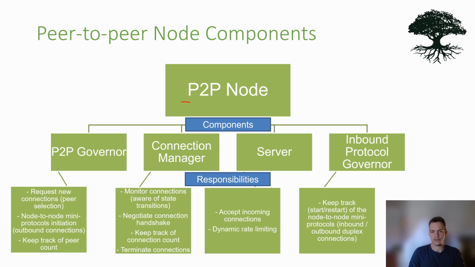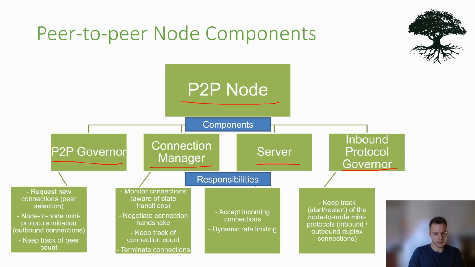So at the highest level, we have the peer-to-peer Cardano node, which has four main components relating to the peer-to-peer part of the node. These are the peer-to-peer governor, connection manager, server, and inbound protocol governor. Now, we mentioned before that server and inbound protocol governor could be grouped into one component. On the next slide, we'll explain why, but on this slide, we are looking at the responsibilities of each component, so we'll keep them separate for now.